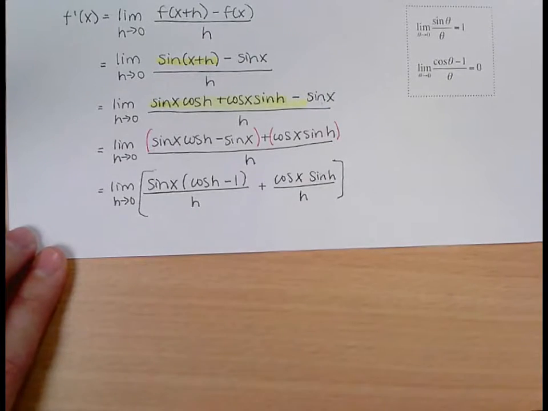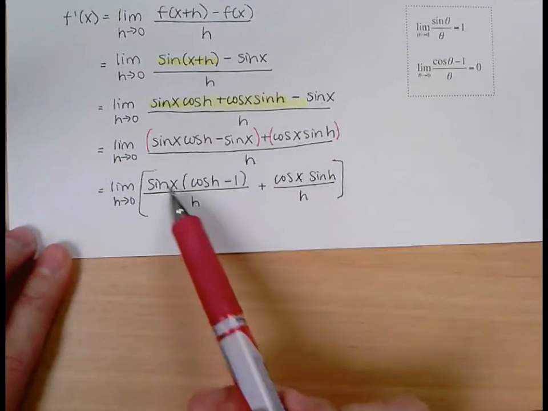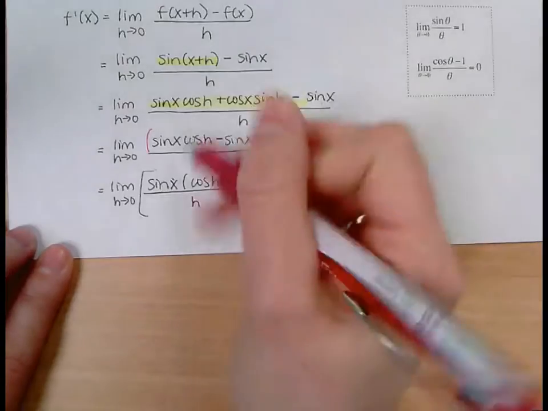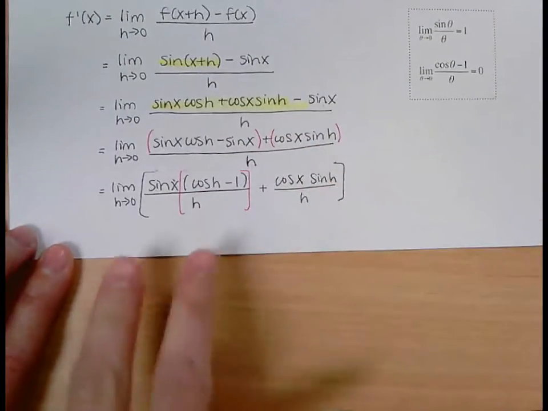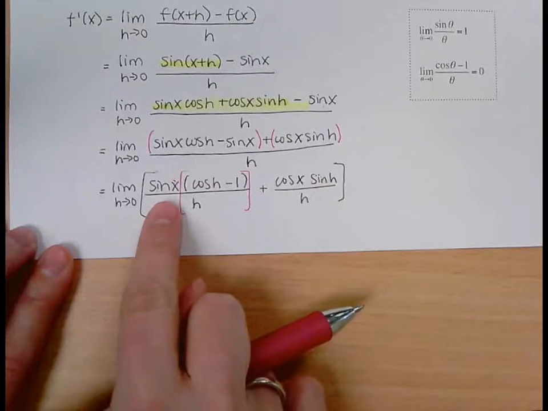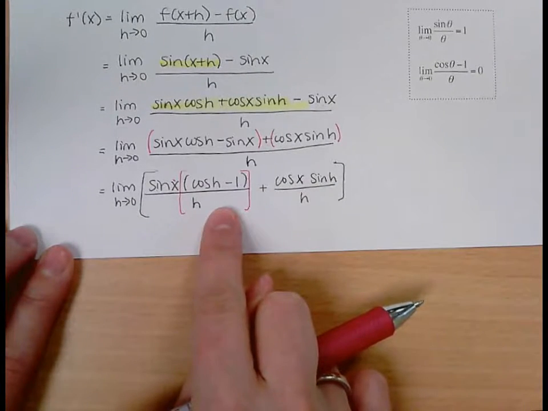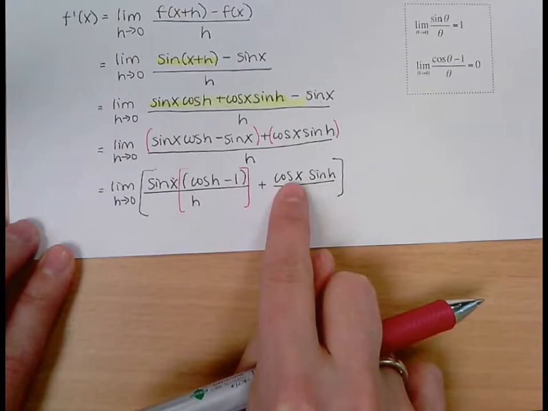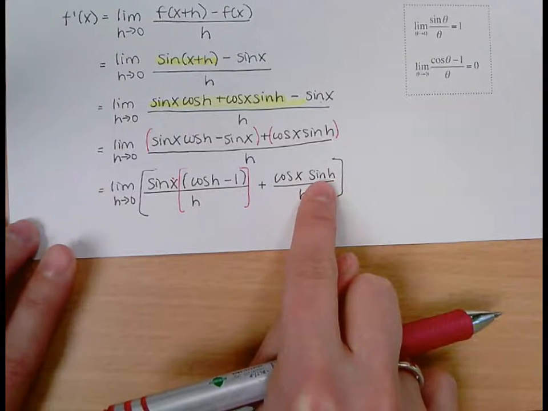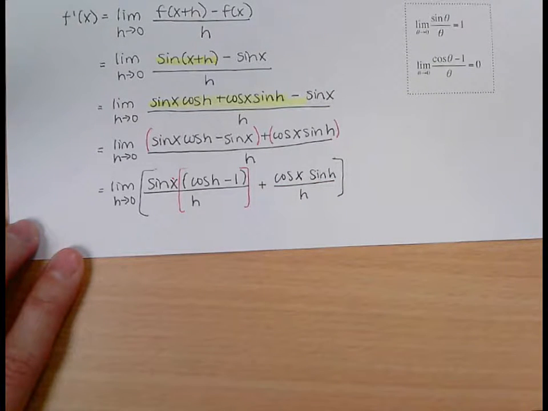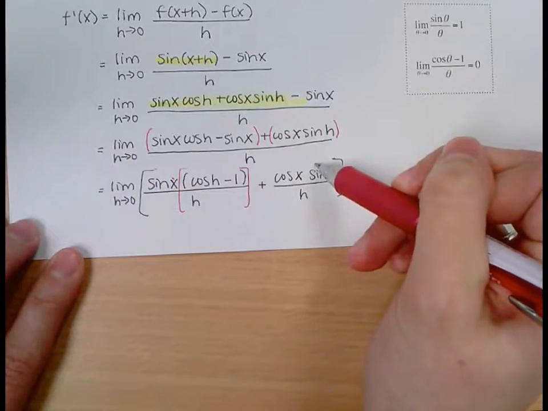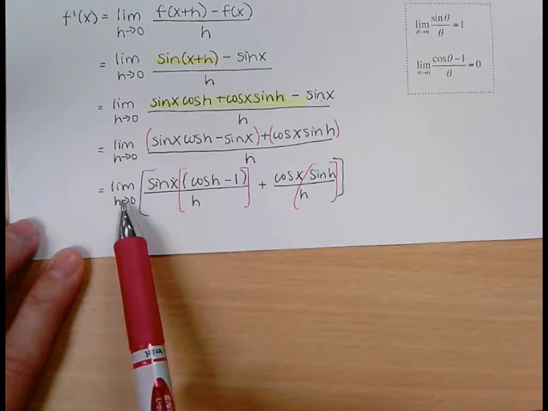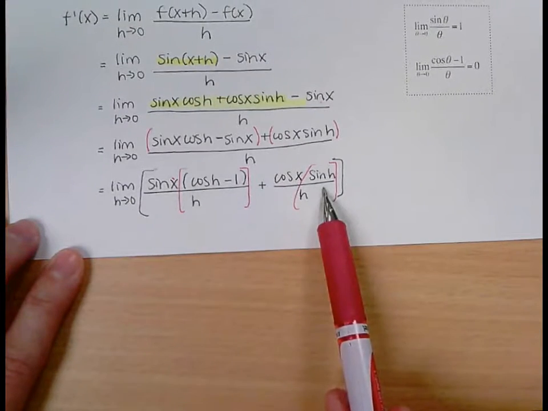Notice for that first quantity, I have sine of x times the cosine of h minus 1 over h. I could have written that as sine of x times this whole fraction. So I can split that using limit laws into the limit of sine x times the limit of this quantity. And then same thing for this one, I have cosine of x times sine of h over h. What I'm trying to do is separate what is in terms of x and what is in terms of h. So I'm going to have the sine of h over h as one quantity multiplied by the cosine of x, so I can split that into the limit of cosine x times the limit of sine of h over h.